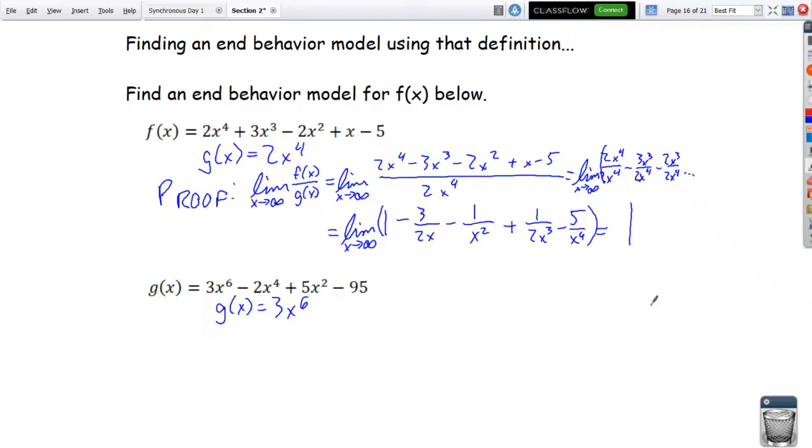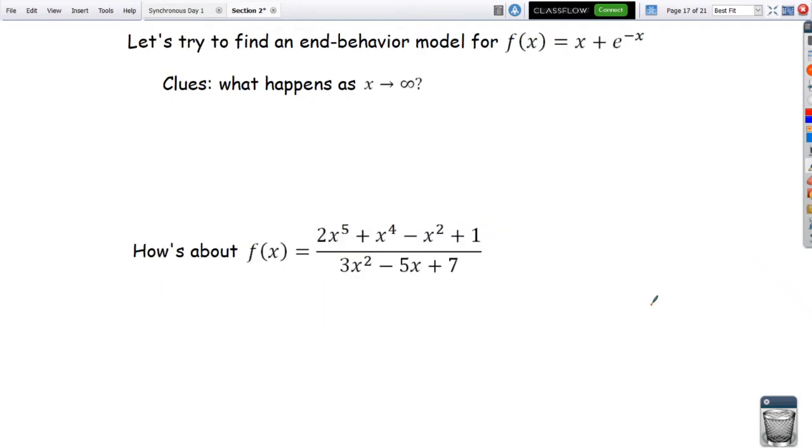Now there are some other, I guess we might call them, more complicated end behavior models, like this one right up here. This has 2 end behavior models. It has a right end behavior model, and it has a left end behavior model. The important thing to remember is as we go to the right, that means x is approaching infinity. If I plug in infinity here, I'm going to have infinity plus e to the negative infinity.